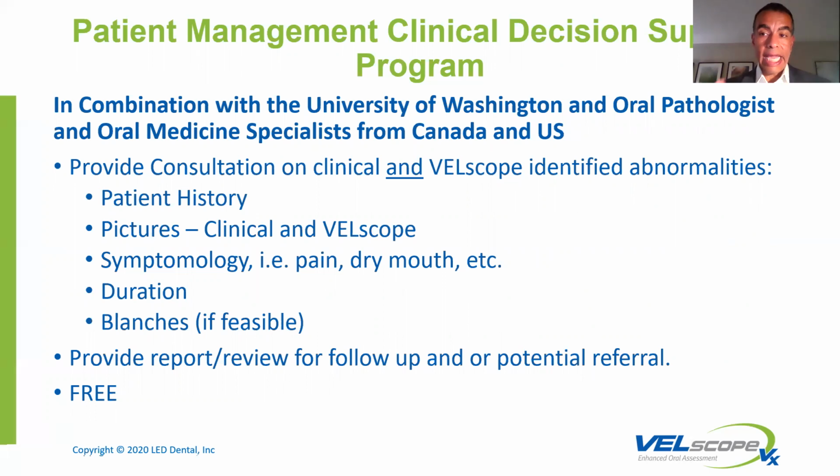patient, not the name of the patient, but information: age, health history, medications, information about the lesion in terms of does it blanch, how long has it been, pictures under white light and VELscope, which are critical. You send that to us. We then will forward it to world-renowned oral pathologists throughout the US, including University of Washington.